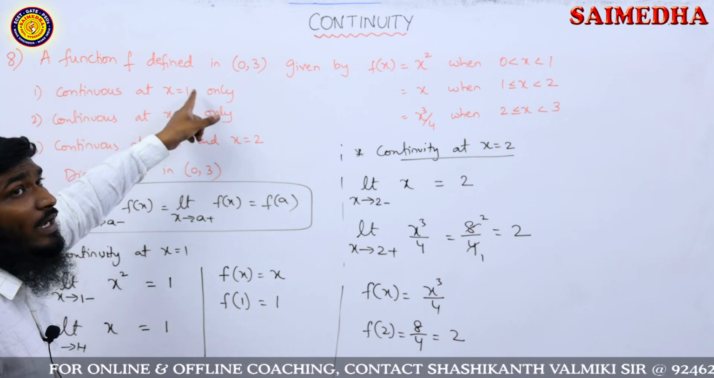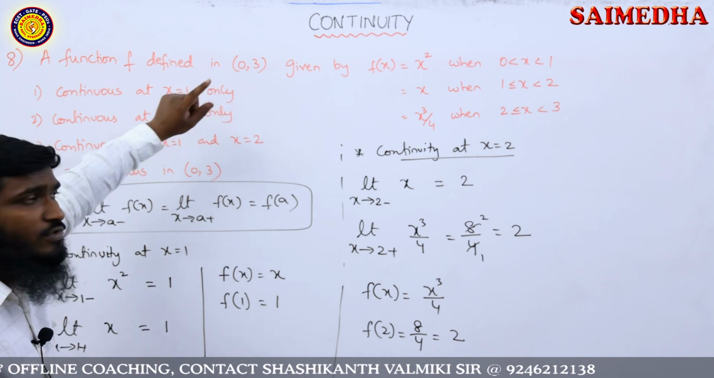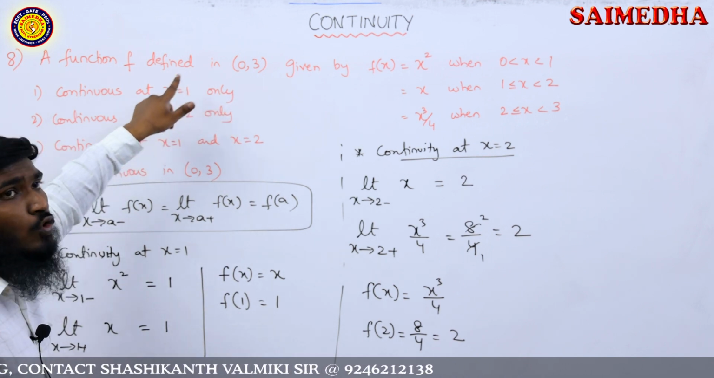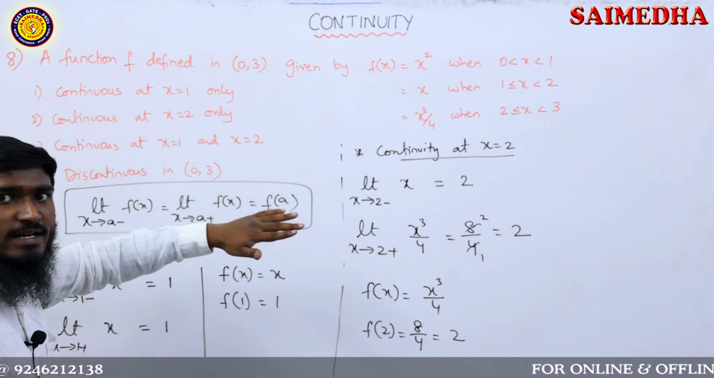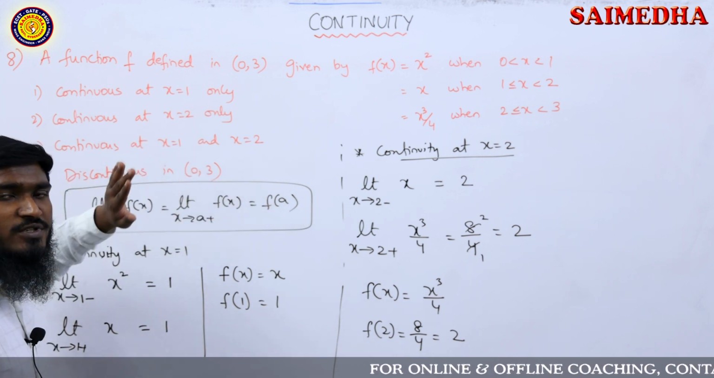Continuous at x equals 1 only is given, so this option 1 is wrong. Continuous at x equals 2 only is given, so this second option is also wrong. Discontinuous means we are not getting the discontinuity over here, so the fourth option is also wrong.